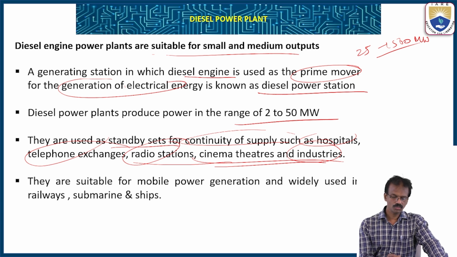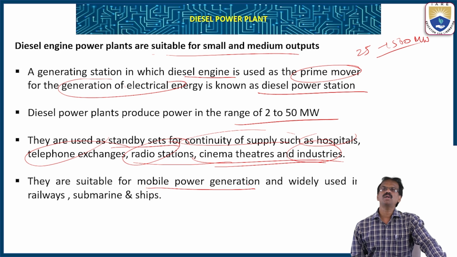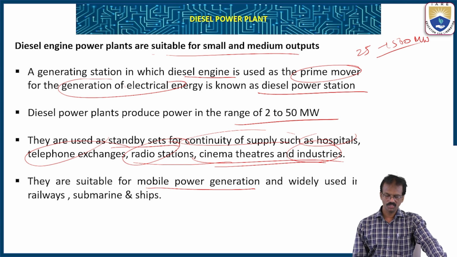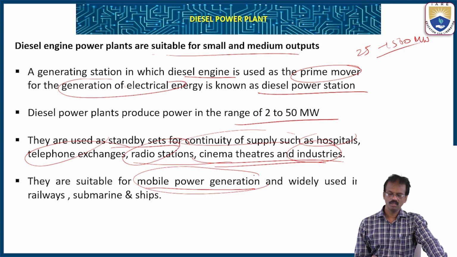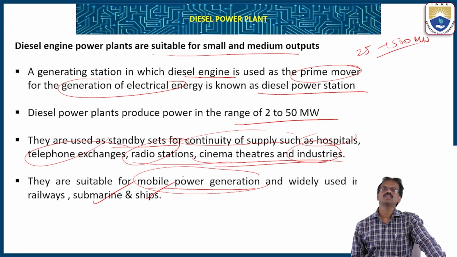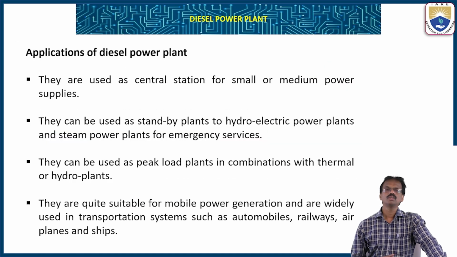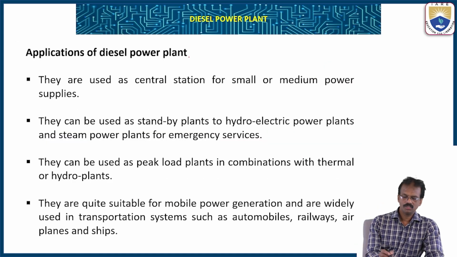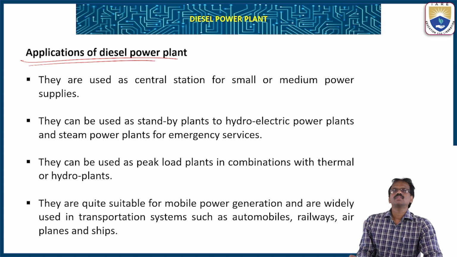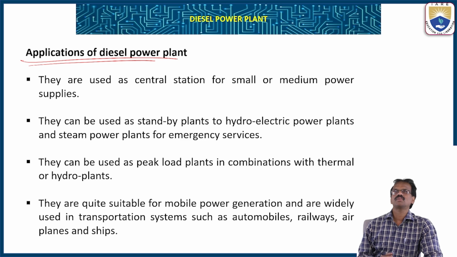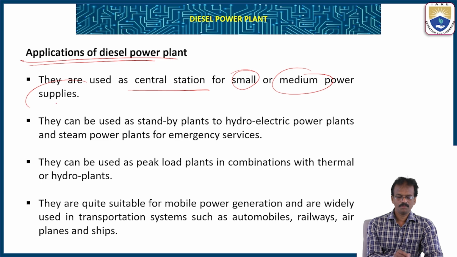These power plants are suitable for mobile power generation, not big power generation. It is like a mobile power generation and is widely used in railways, submarines and ships also. So here the use of these power plants is very high. Next, what are the applications of diesel power plants? These are the main applications. They are used as the central station for small and medium power supplies.